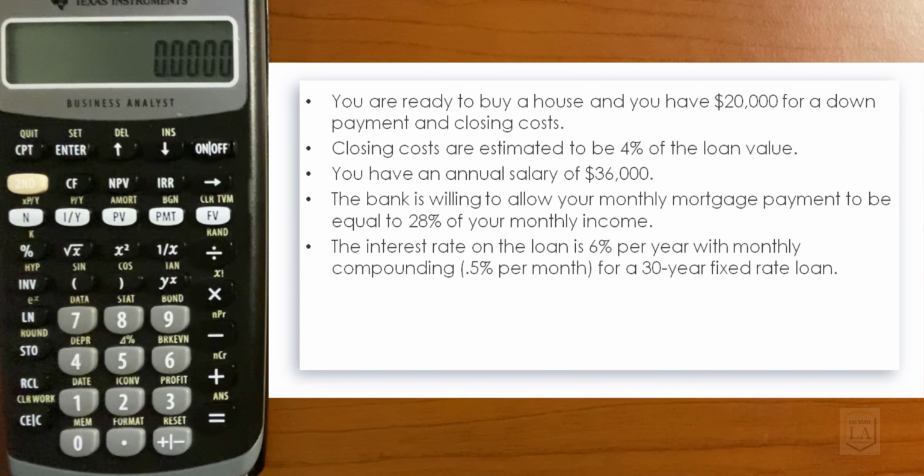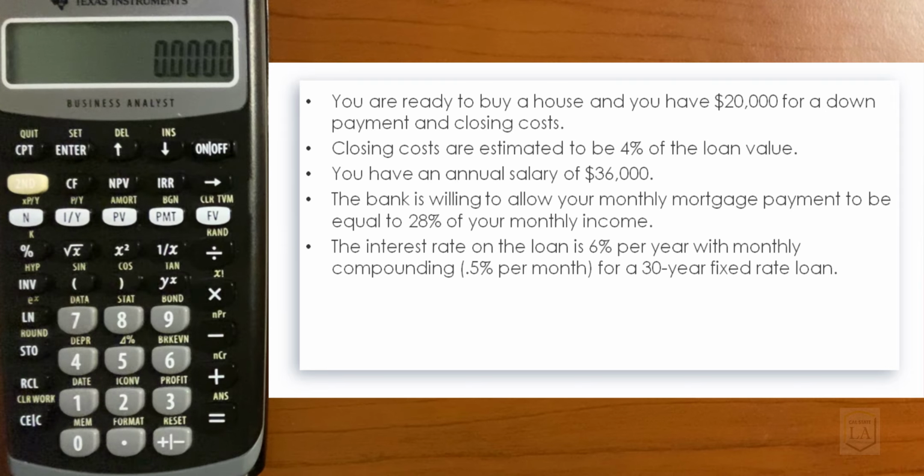And the final ordinary annuity question is more like a comprehensive exercise, so you might as well pay attention here. The background information is more like your mortgage situation. You're trying to buy a house, and right now what you have in your account is $20,000. It's for down payment and closing costs. You need to pay this out of your pocket. And closing costs are estimated to be about 4% of the loan value.